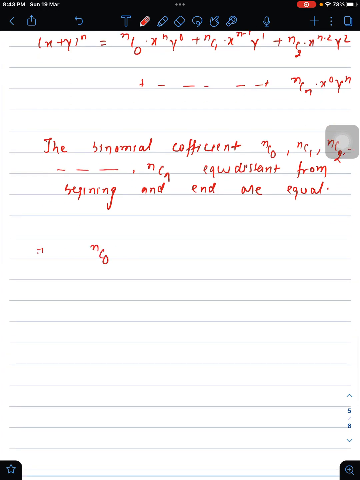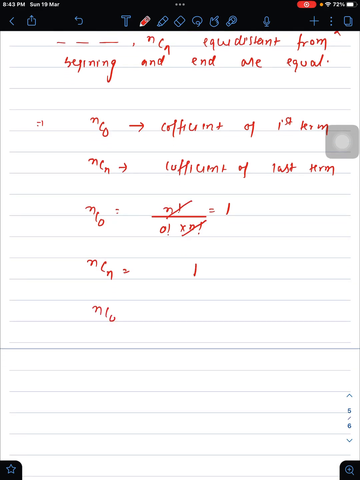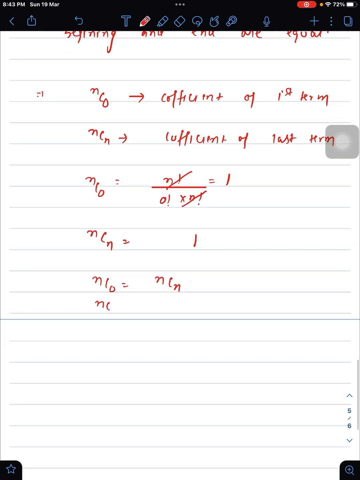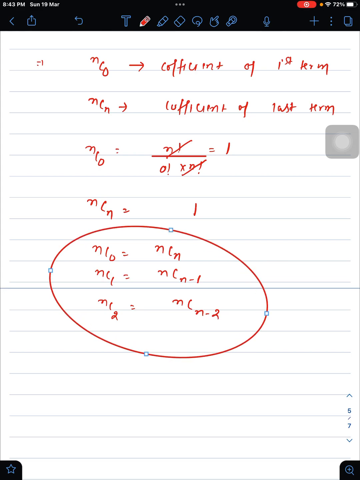Suppose, beta, I have written nC0. What is this? Coefficient of the first term. Now, beta, what is nCn? You will tell, sir, it is the coefficient of the last term. Okay, beta. Now tell me, what is the value of nC0? Sir, nC0 is n factorial by 0 factorial into n factorial, that is 1. Okay, beta, what is nCn? Sir, it is also 1. So that is what I am trying to tell you. Look, beta, nC0 is always equal to nCn. Beta, nC1 is always equal to nC(n minus 1). Beta, nC2 is always equal to nC(n minus 2). So this is the property which I just want to tell you.